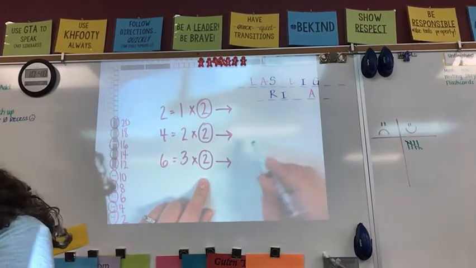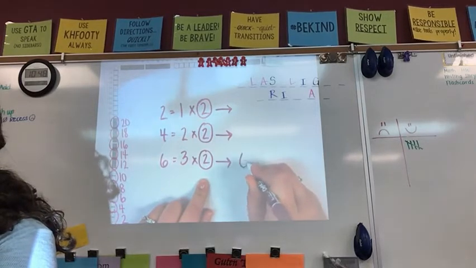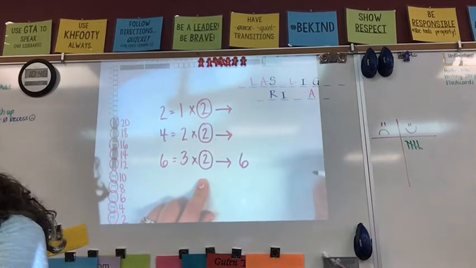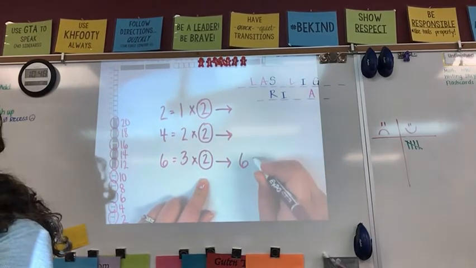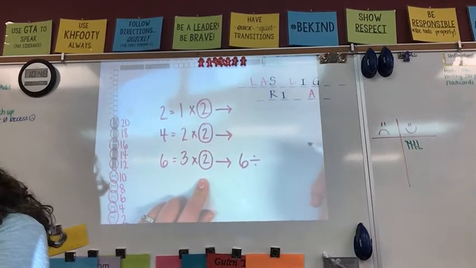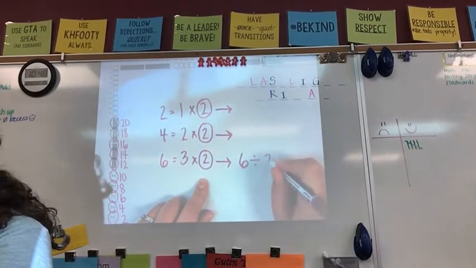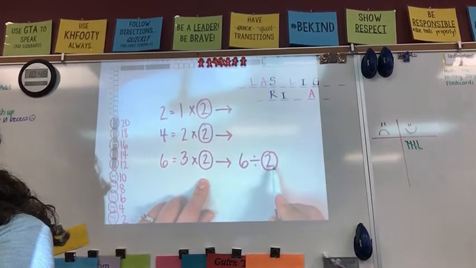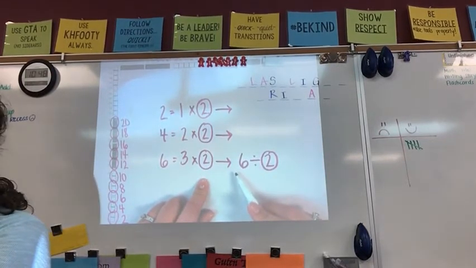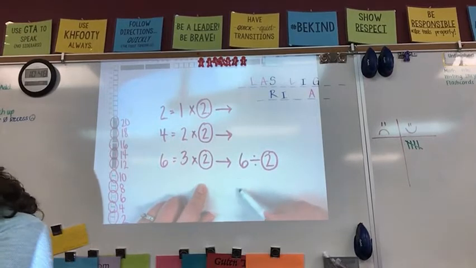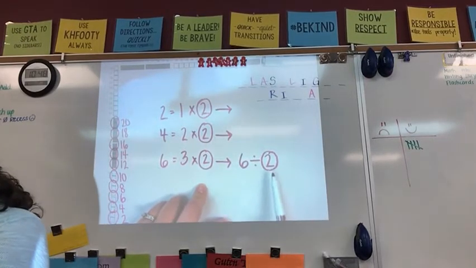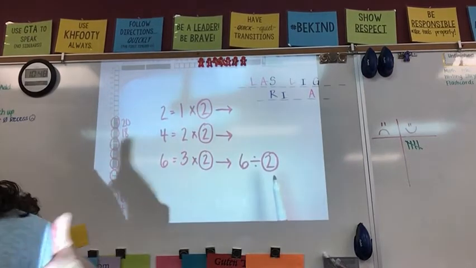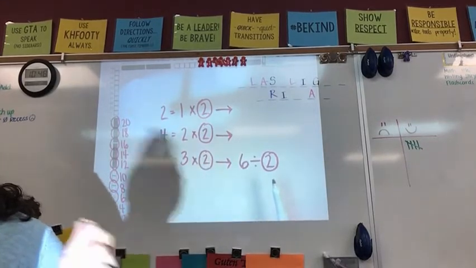We're going to start with our big number, 6. Go ahead and write that down. Divided by 2, because I'm trying to figure out how many 2's does it take to get to 6. That's what that means. If you see a division problem, it's just asking how many of that smaller number would you count by to get to our bigger number.